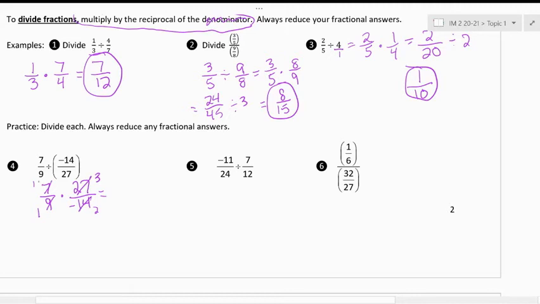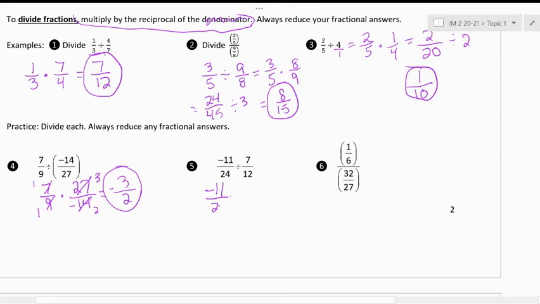So now we just multiply across. Well, 1 times 3 is 3. 1 times 2 is 2. And the whole thing is just negative. Doesn't matter if you put it with the 3 or the 2 or just out front in general. It is a negative answer. Same with number 5. We have a negative divided by a positive. It's going to be negative.